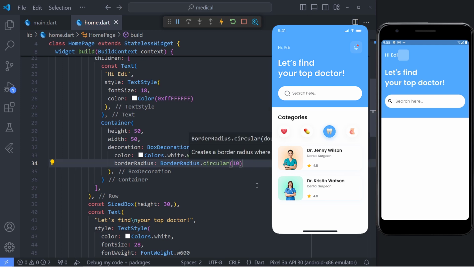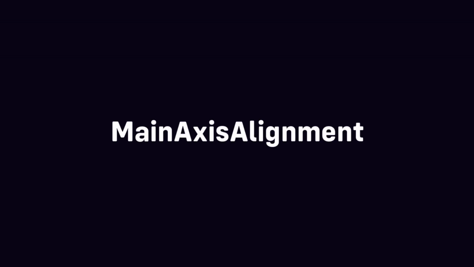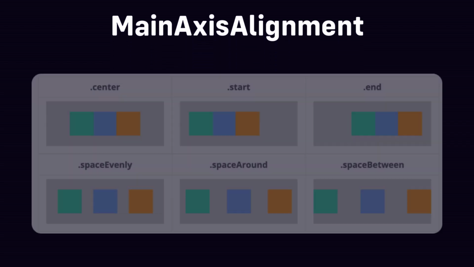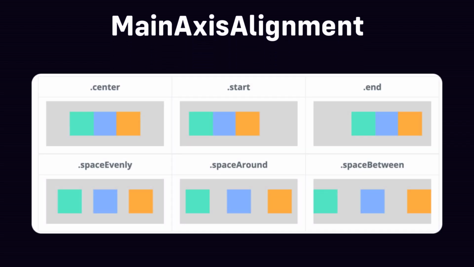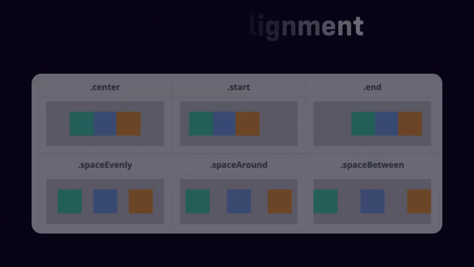Well, as you can see, there is a gap between the box and the text in the design. I mean that the text is at the beginning of the row and the box is at the end of the row. To create space between two widgets in a Row, we can use MainAxisAlignment. The mainAxisAlignment property in the Row widget determines how the children should be placed along the main axis. It controls spacing between and around children. In our case, we can use spaceBetween.